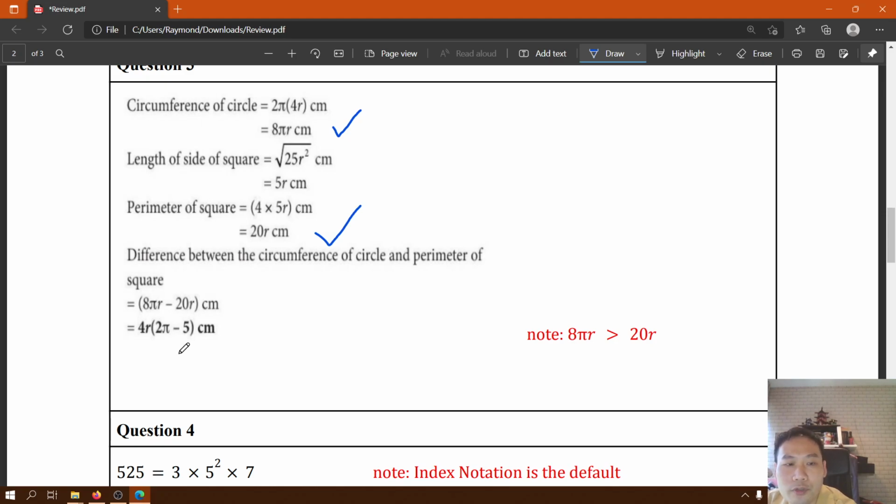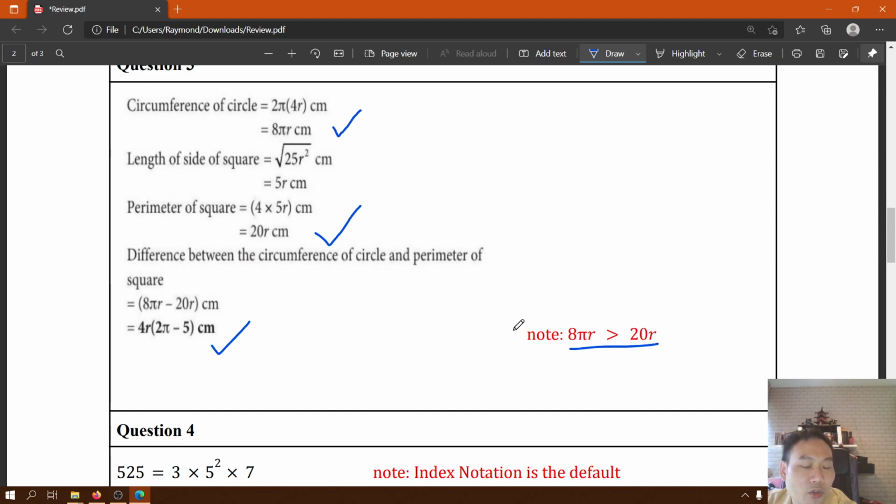So when we are trying to find the difference in this case, we usually use the larger number minus the smaller number, right? So it will be 8 pi r minus 20r. And finally, to factorize, you have actually learned this previously, extracting common factor. The common factor is actually 4r, and this is what we obtain. Okay, so yeah, this one.